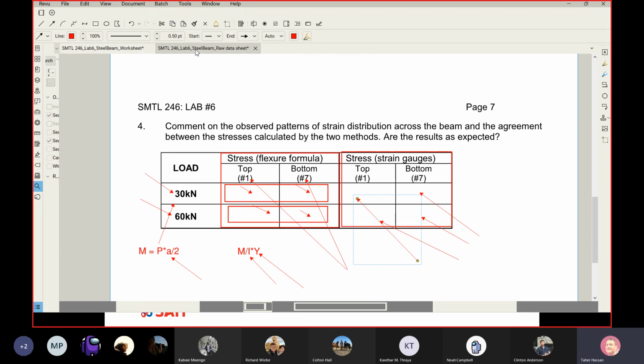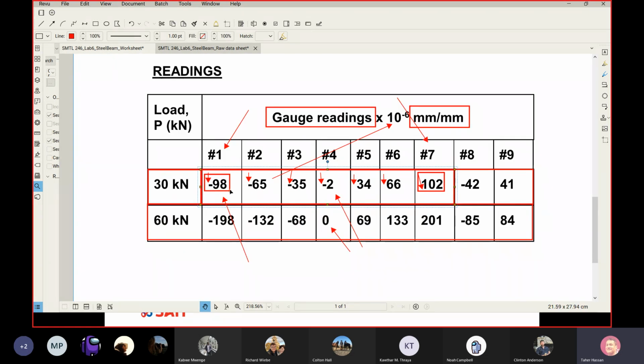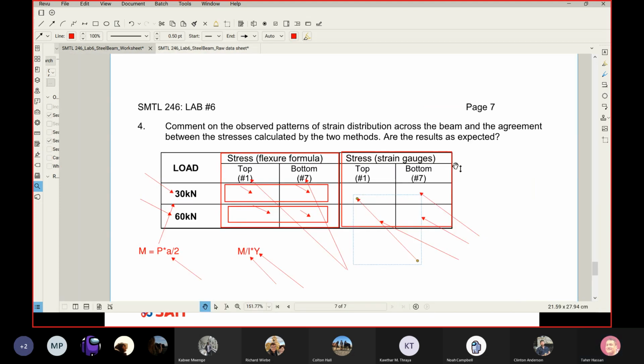So I think all you have to do is look at this table, and take the numbers at 1 and 7. So we have four numbers. One is minus 98. The other one is 102. The third one is minus 198. The fourth number is 201. And what do we do with these numbers? Multiply by 200,000, and this will give you those four numbers. My question for you is, how should these numbers agree?